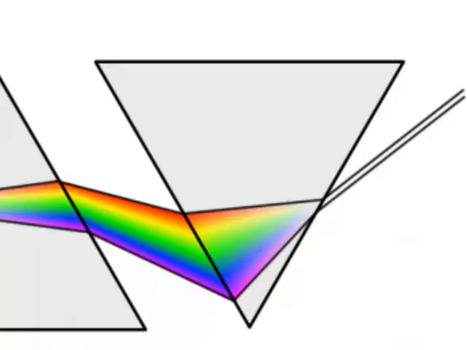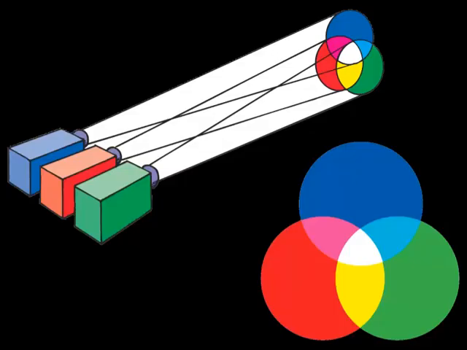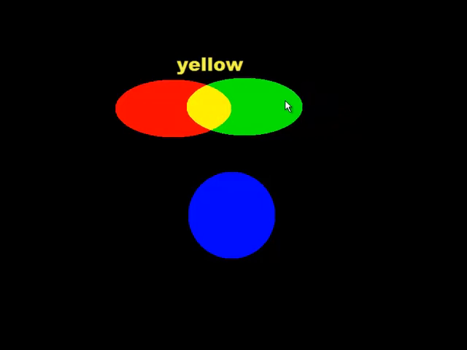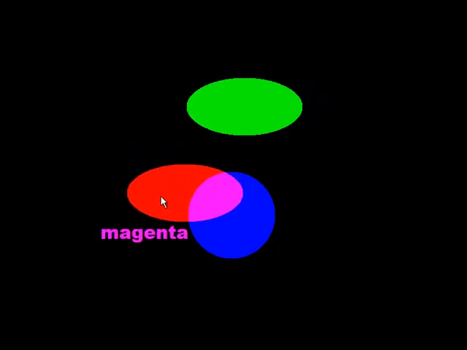Light of all the visible frequencies mixed together produces white. White also results from the combination of only red, green, and blue light. Red and green light alone overlap to form yellow. Red and blue light alone produce the pinkish color called magenta. Green and blue light alone produce the greenish blue color called cyan.